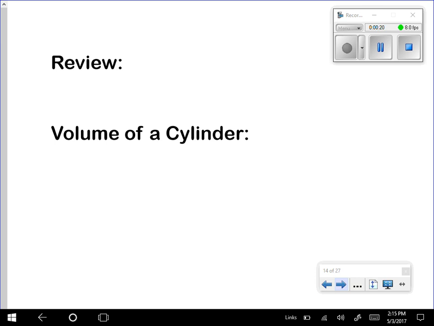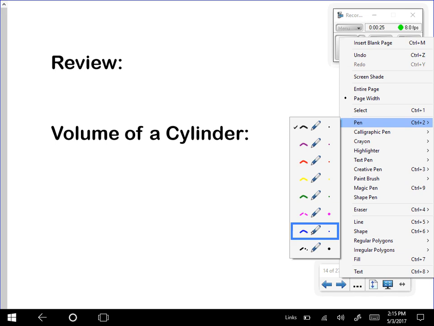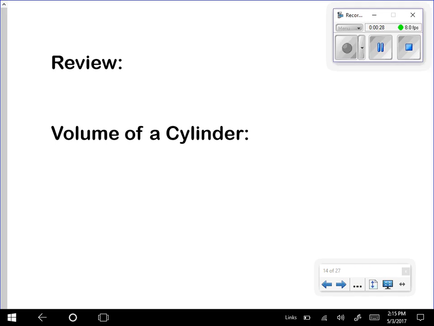So just our review here, volume of a cylinder. We probably talked a little bit about it in your bell work. Volume of a cylinder is written as the area of the base, that's why it's a big B, times the height of the cylinder. The base of a cylinder is always a circle, so the area is pi r squared times h. If you look at your yellow reference sheet, under right circular cylinder, it says volume equals pi r squared h.